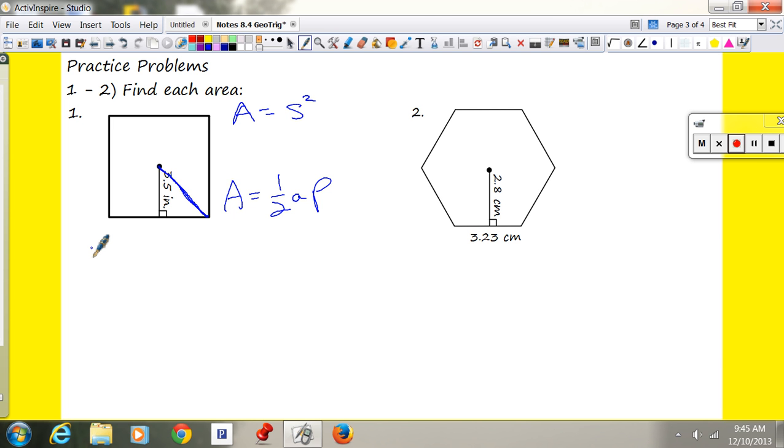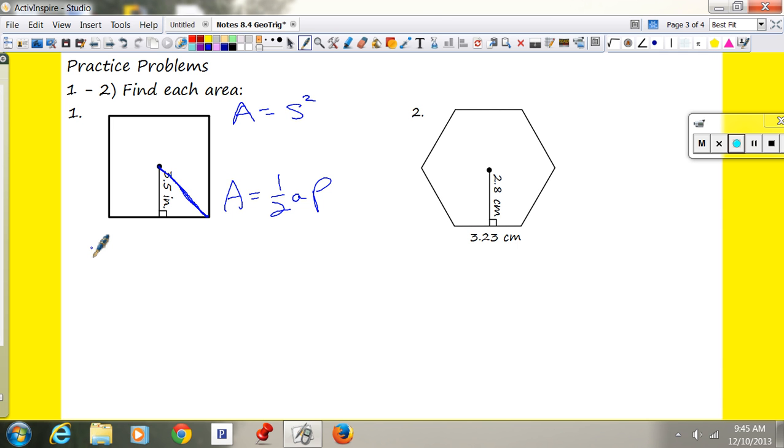I made a special right triangle, and it is a 45, 45, 90. The apothem is from the center to the edge, so it has to be halfway. So the center has to be in the middle.